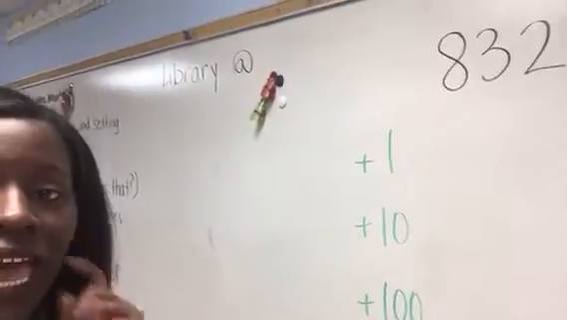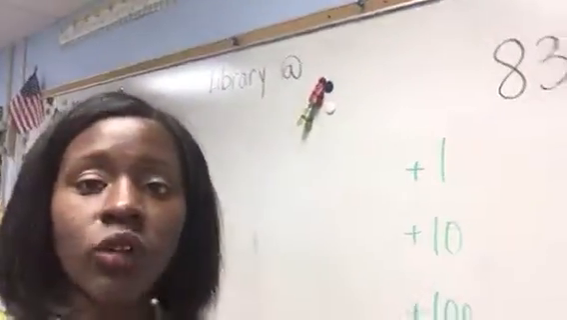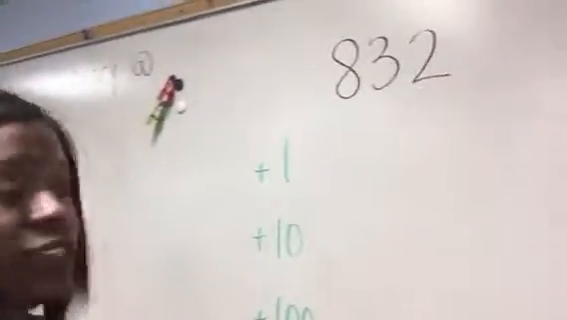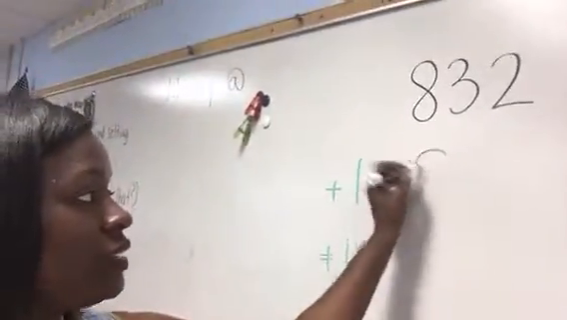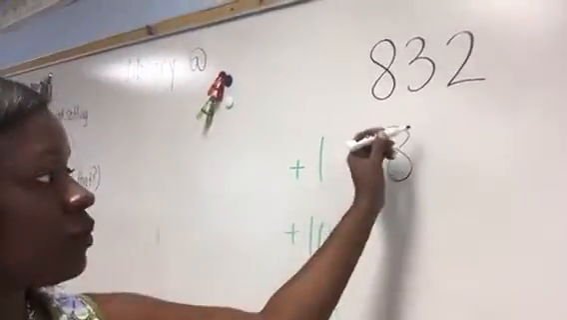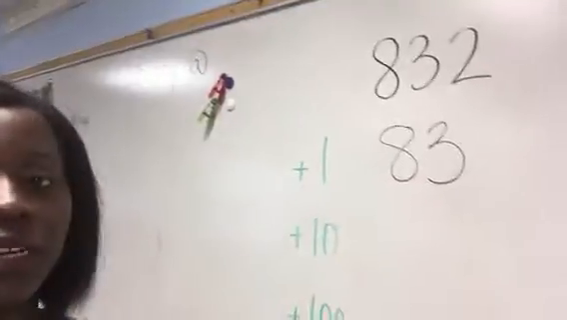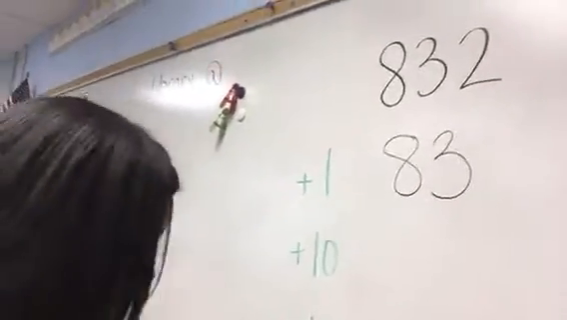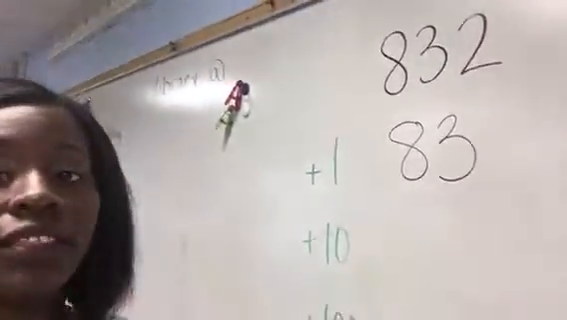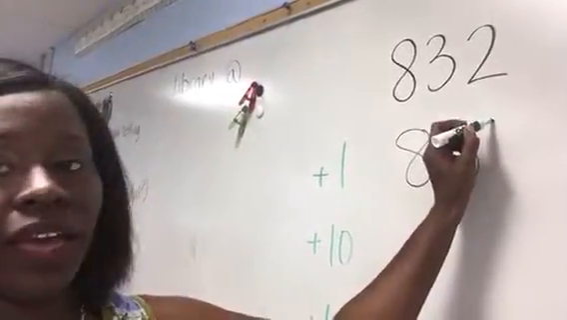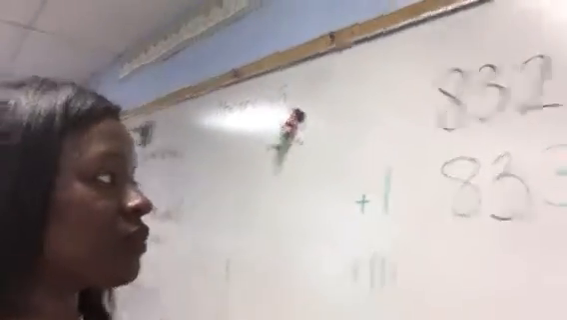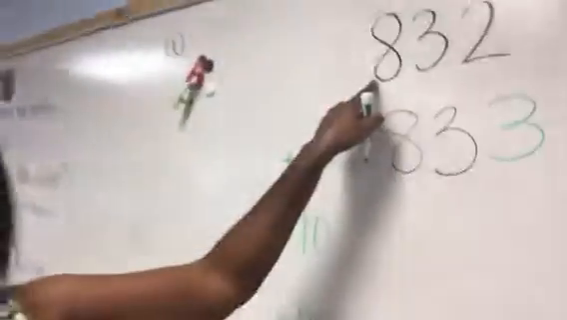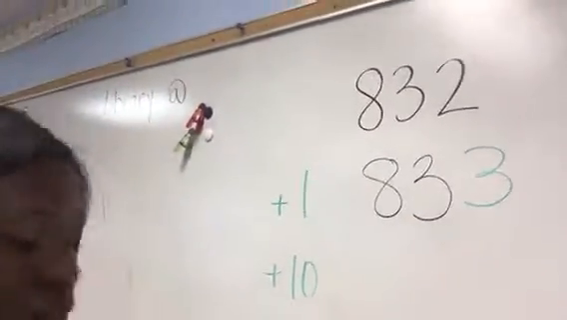If I were going to add 1 to that number, only the number in the ones place would change. So the 8 would remain the same. The 3 would be the same, but the 2, if I'm going to add 1, then the 2 would turn into a 3.